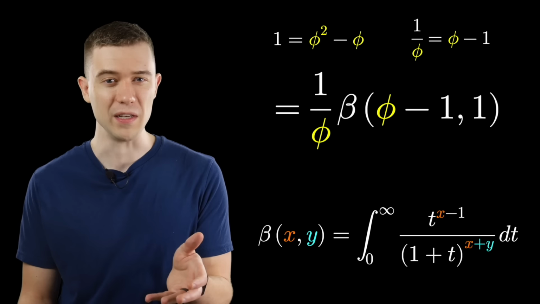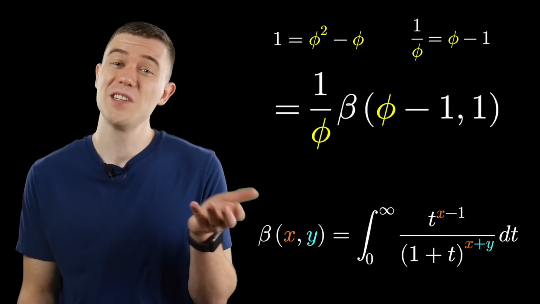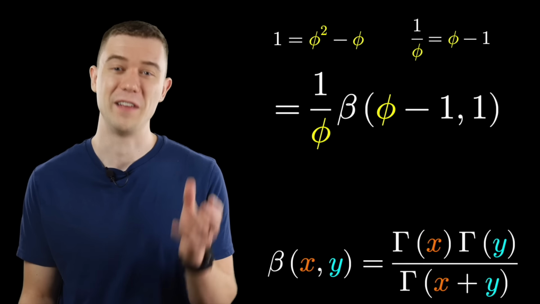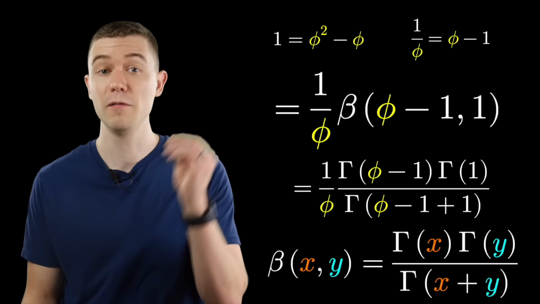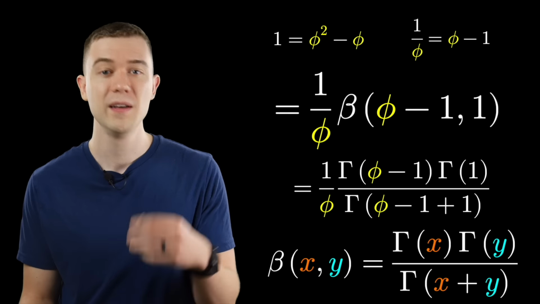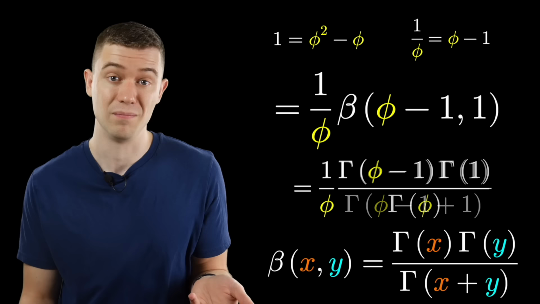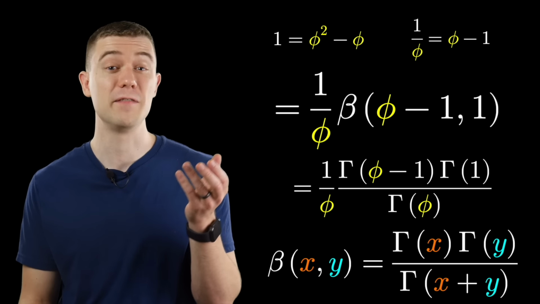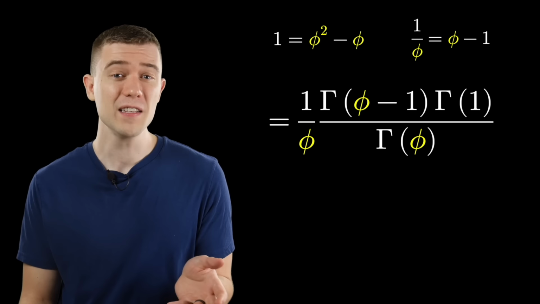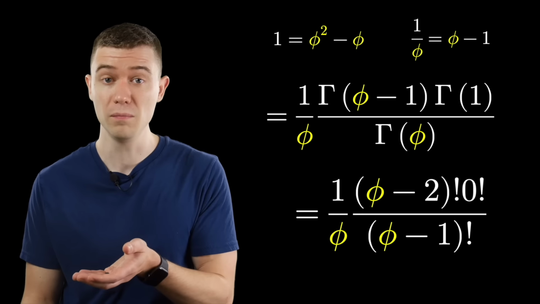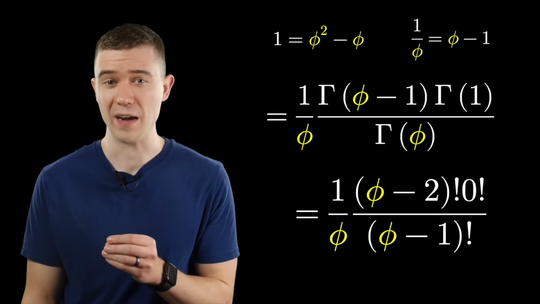We have 1 over phi, beta of phi minus 1 and 1. The beta function actually does evaluate to a combination of gamma functions, so what we have is 1 over phi times gamma of phi minus 1, gamma of 1 divided by gamma of phi minus 1 plus 1, gamma of phi. The gamma function is the generalized factorial function. Gamma x is x minus 1 factorial. Thus we have phi minus 2 factorial, 0 factorial, which is 1, and phi minus 1 factorial.